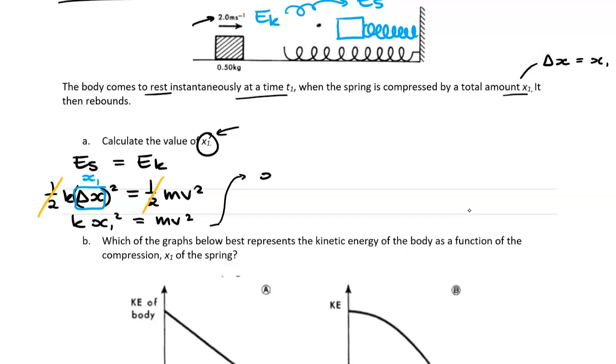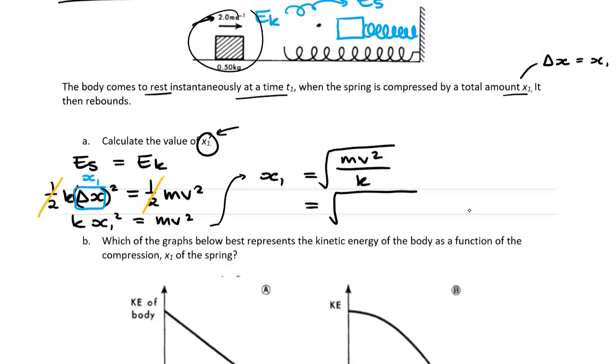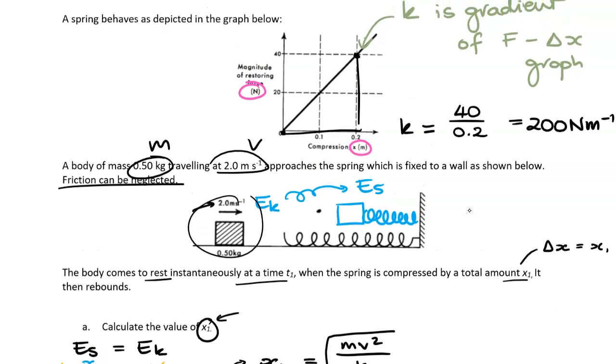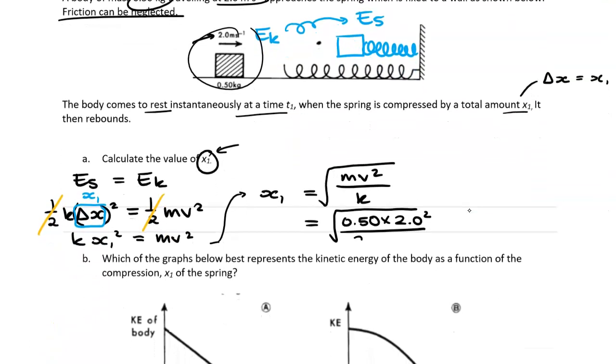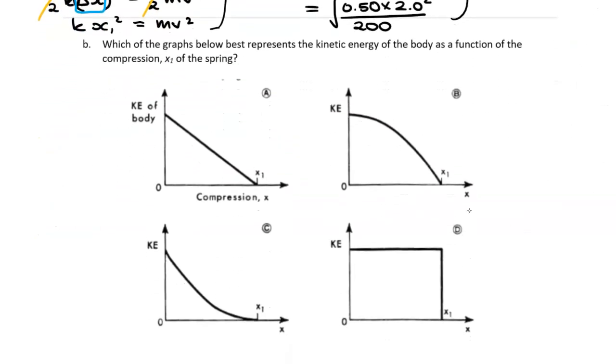Okay, to find x1, we need to divide by K over the other side, and we need to take the square root. We just care about the size here. The mass is in reference to this block here because this is the thing that had kinetic energy, 0.5. The velocity of that box is here. And K we previously had calculated to be 200. Are we squaring it? No. X1 is 0.10 meters. Nice. Okay, next question.